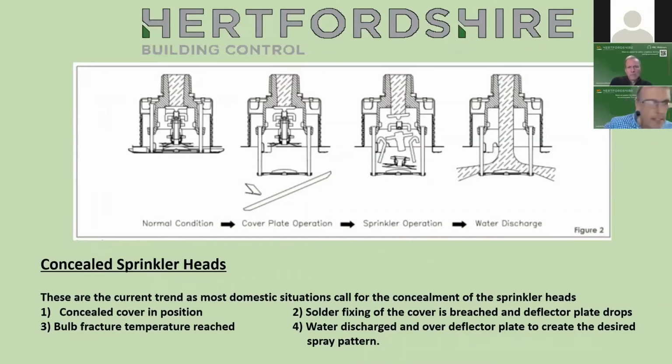I thought I'd fling this one in. This is the current pattern at the moment. Nobody wants to look up at the ceiling and see ugly sprinkler heads. So these are the concealed sprinkler heads. And basically, there's a cover plate, and that's held on to the sprinkler head by 2 or 3 spots of solder. And when the heat from the fire starts to affect the sprinkler head, these fellas will fall off. And the second that fella falls off, then the deflector plate will instantly drop. And when you get up to the desired temperature of the particular bulb, then obviously the bulb will break, and the water will then discharge, in accordance with the spray pattern of the deflector plate.